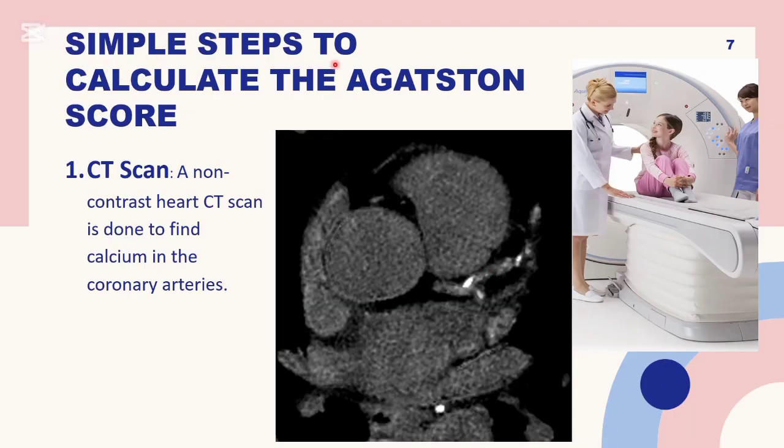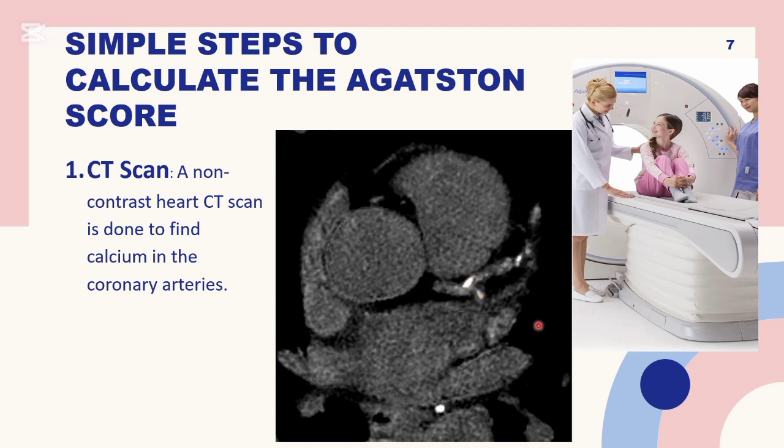Simple steps to calculate the Agatston score. First, we will do a non-contrast computed tomography scan of the heart. Non-contrast means that we will not inject the contrast. If we do a non-contrast CT, you look here. Here are some hyperdense or bright areas. These are basically the calcium in the coronary arteries.